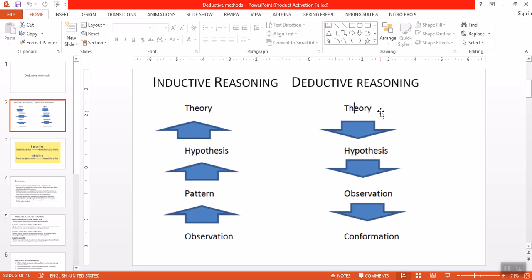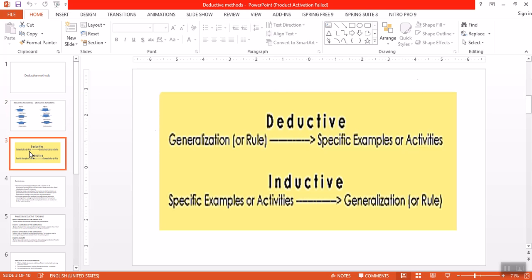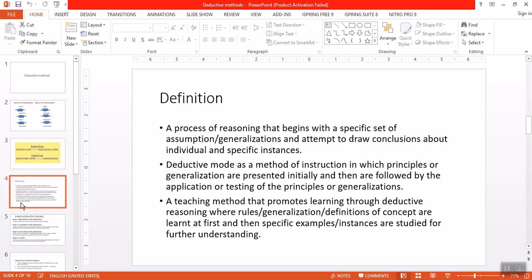So actually teachers try to generalize a certain concept, and then slowly students have to make out and bring some examples. That is called deductive reasoning. So here in the deductive method, the generalization or the rule comes first, and the specific activities or the examples come later. So now let's look at the definitions.